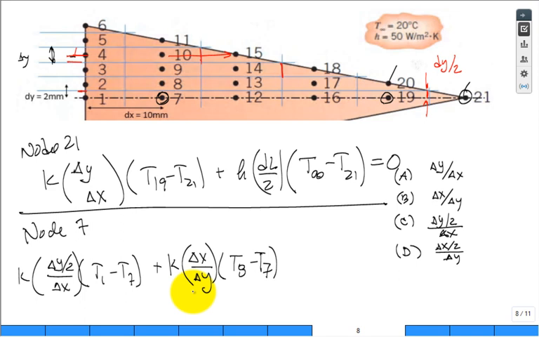Or potentially confusing. And then the last one, we have the temperature at 12 minus the temperature at 7 equal to 0. And then we're going to have a K, and then we have the area, delta y over 2. That's a delta y, and then divided by delta x. Look good?